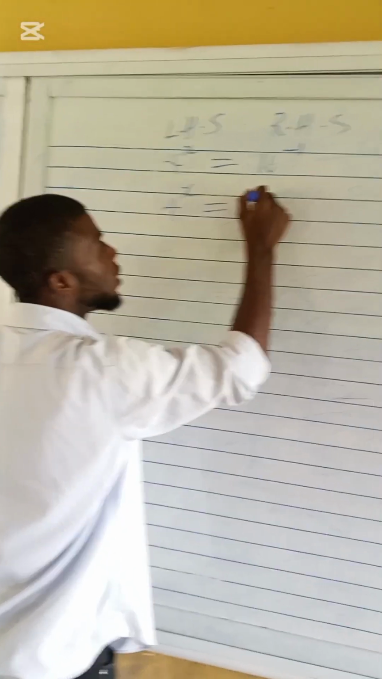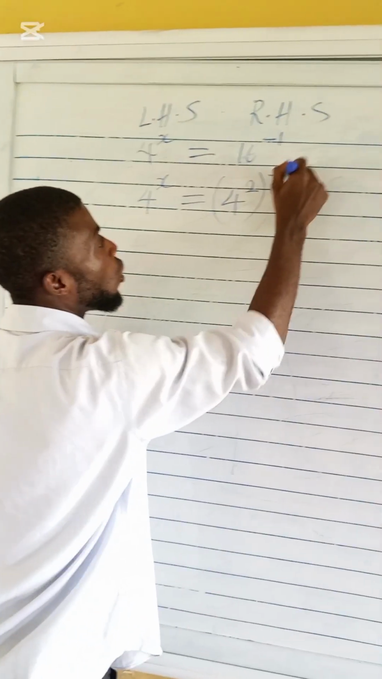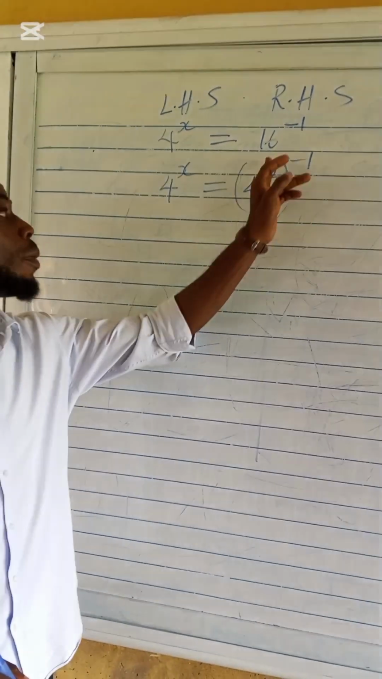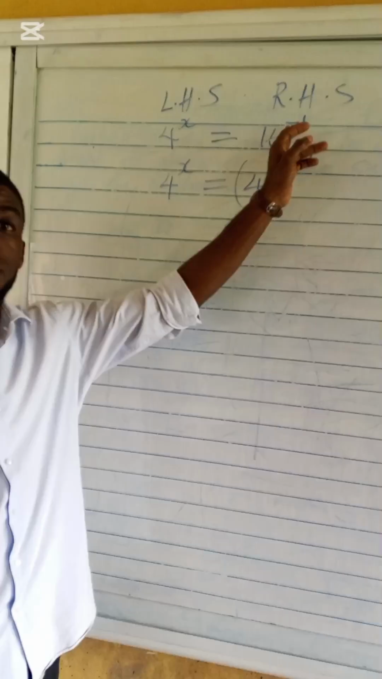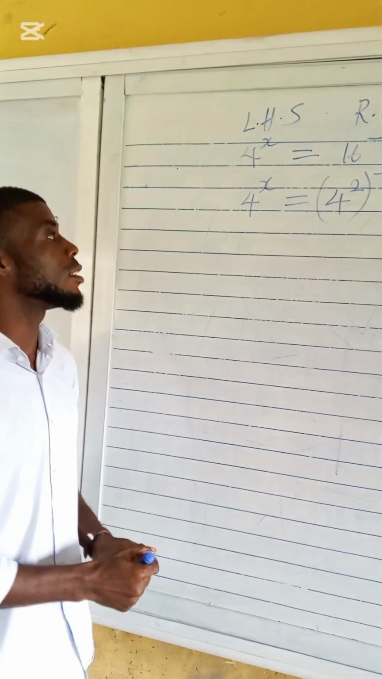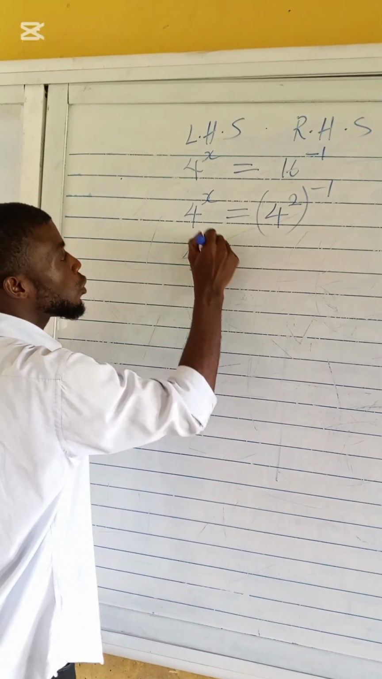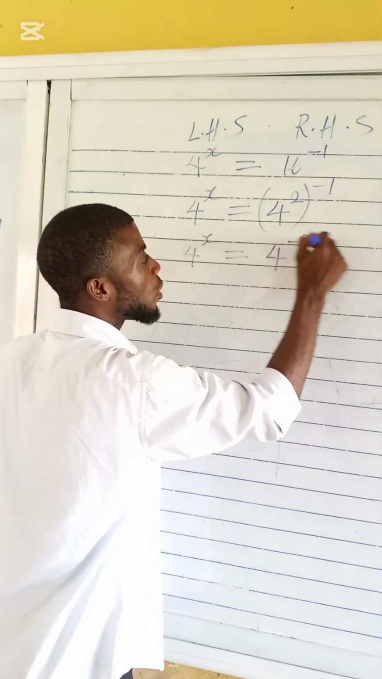So we can now say that 4 raised to the power x is equal to what? What is 16? It is the same as 4 raised to the power what? 2. I can use bracket to say all raised to the power what? Minus 1. Have I changed anything? No. What is 4 raised to the power 2? It is the same thing as 4 times 4, which is what? Still 16. Meaning that I have not changed the value of 16. I will proceed to remove the bracket here. So I can now say that 4 raised to the power x is equal to what? 4 raised to the power minus 2.